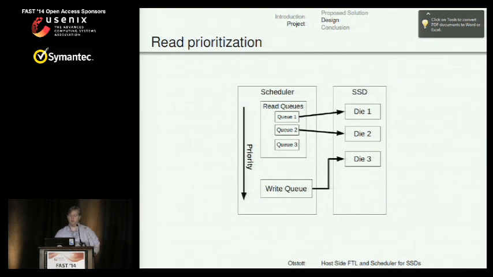In order to prioritize reads, we have a separate queue for writes. Since writes don't have a physical address yet, we can queue them separately, and we only issue them when a certain die is underutilized. And in this way, we can guarantee that reads are promoted first.